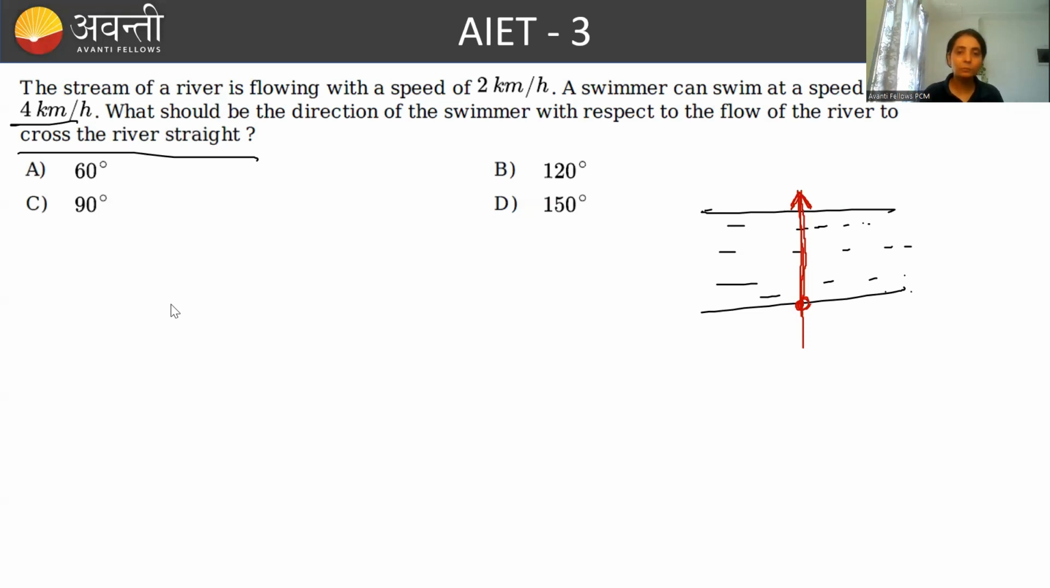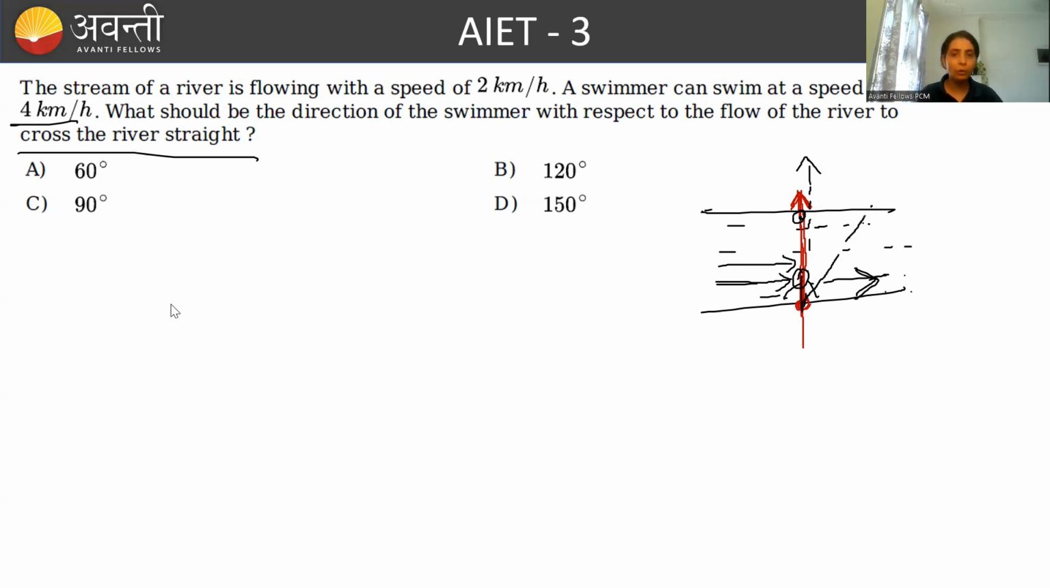How? If you are standing here, suppose you are standing here and the river is flowing in this direction and you started swimming straight in this direction. What will happen? The river will push you like this. And you won't be able to end up here because of the push of the river. You will end up somewhere over here.